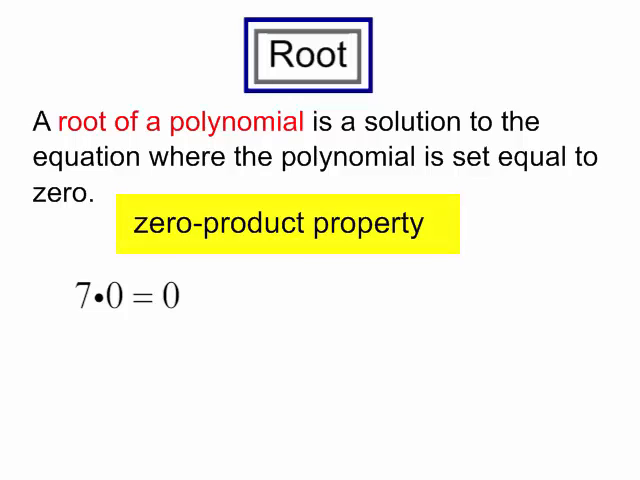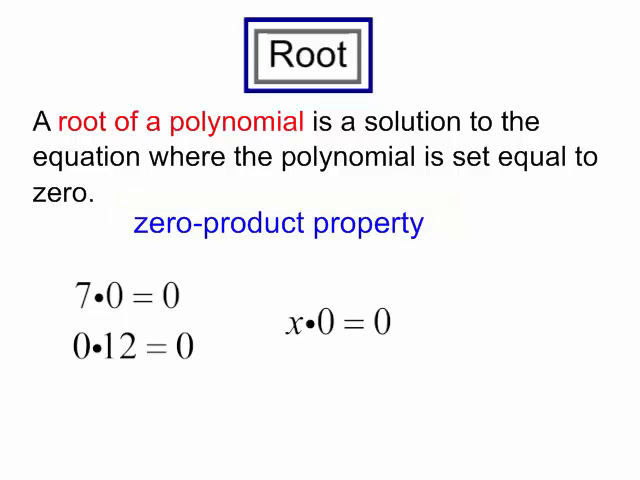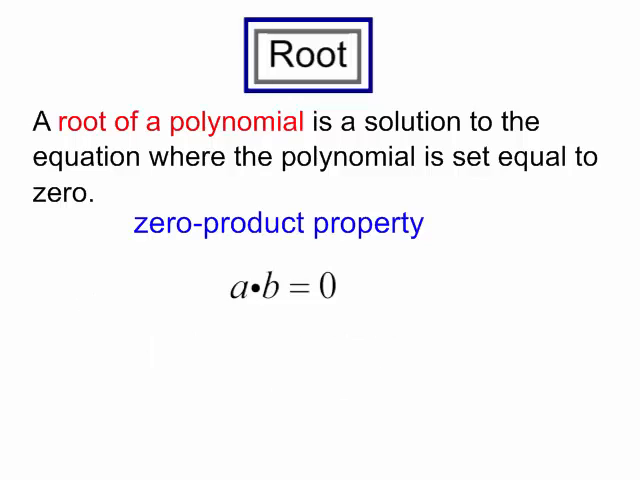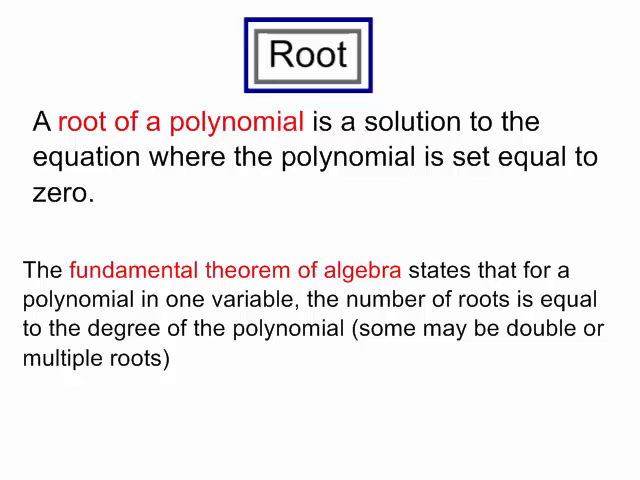7 times 0 is 0. 0 times 12 is 0. X times 0 is 0. So what if I have A times B equals 0? You should be able to tell me that at least one of these has to be 0. Either A is 0 or B is 0. Let's talk about something else.